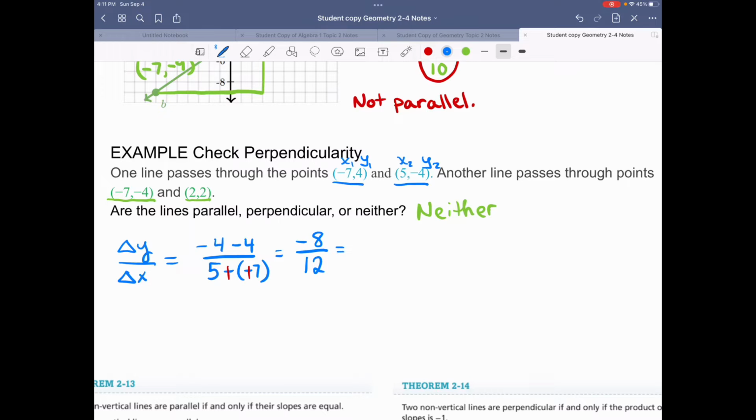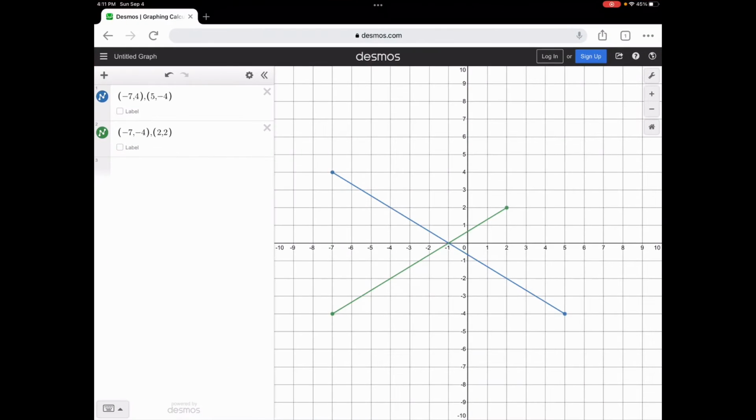Well, 8 and 12 are both even, so I'm going to reduce it. Actually, they're divisible by 4, so I'm going to reduce it by dividing by 4. 8 divided by 4, 12 divided by 4. And that is the slope of the first line, and we can check that back on our graph.